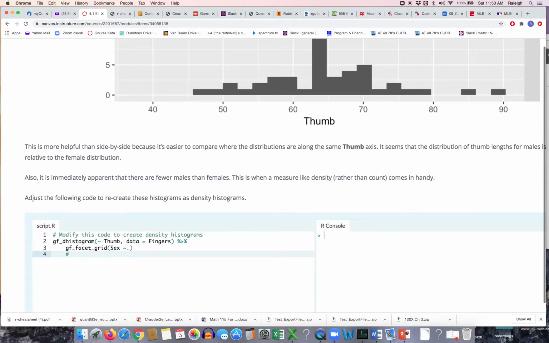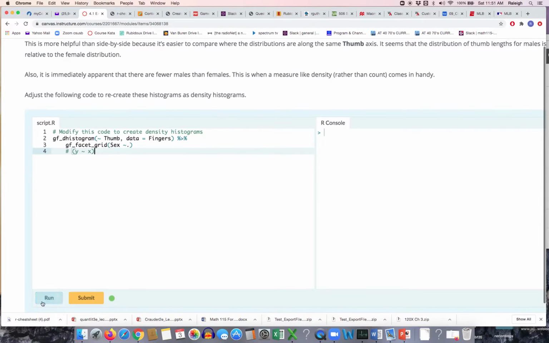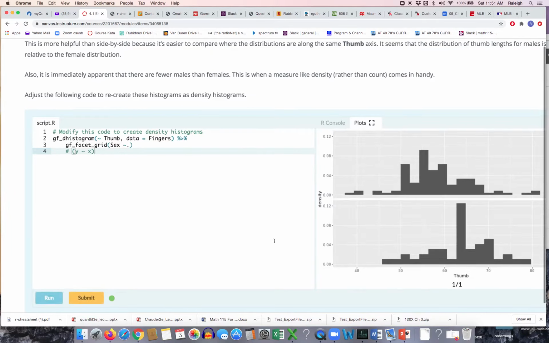I'll just say parentheses Y and then tilde X. This is how I remember it. Y goes first, X goes second. X, of course, X-axis like the thumb, and the Y could be the count. So that's just my little explanation for that. Let's go ahead and run this and see what happens. It should be the same as before. The only difference is we have the density, the proportion, which could, if you wanted, convert to percent very easily.